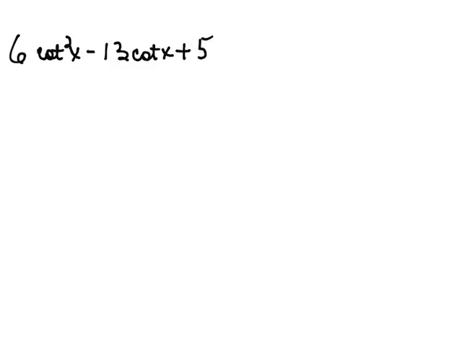In the next example, we have 6 cotangent squared of x minus 13 cotangent x plus 5, and we're asked to factor. So if this looks overwhelming to you, here's what I'd like you to consider. Everywhere that you have a trig term, think of it as if it had just been an x. For example, a similar problem would be 6x squared minus 13x plus 5.